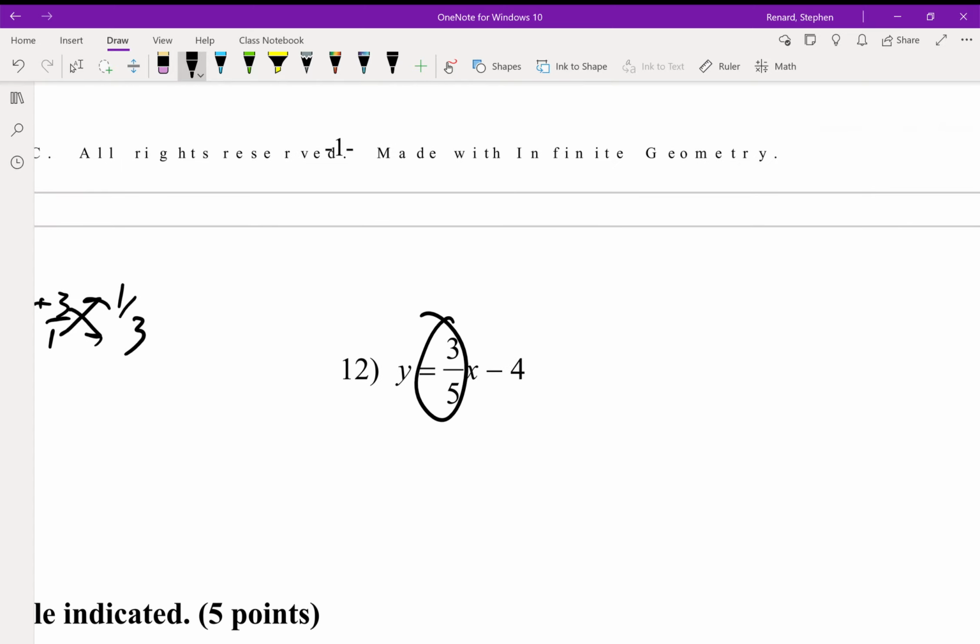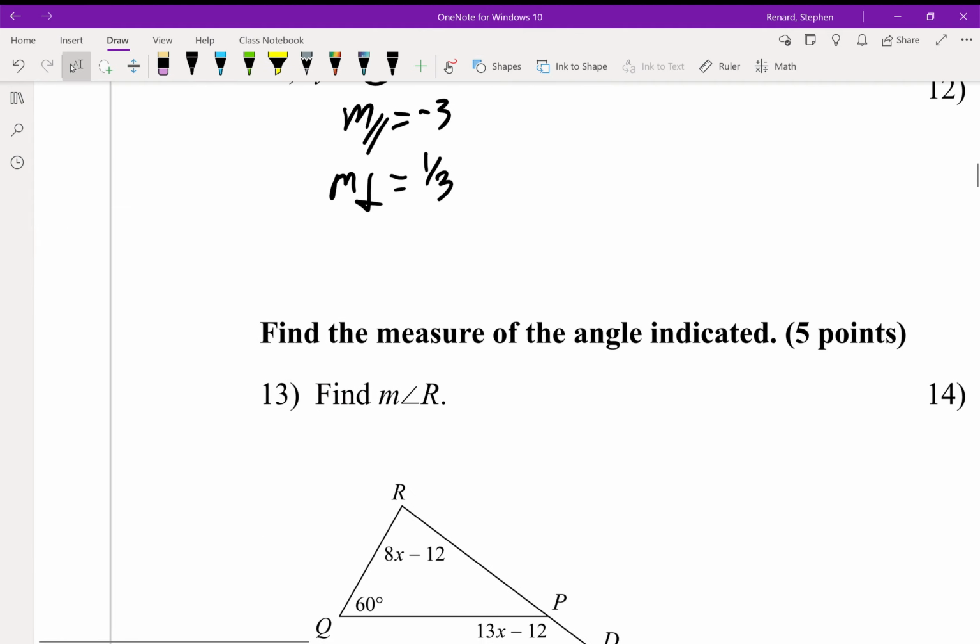Here we have 3/5. So the parallel slope is also 3/5. Perpendicular slope is going to be -5/3. Take that 3/5, turn it into a -3/5, flip it upside down, -5/3.